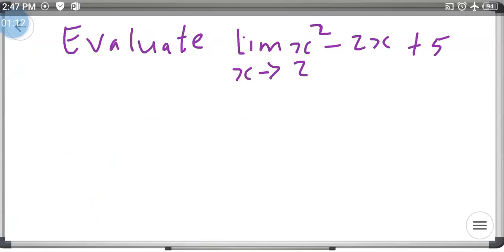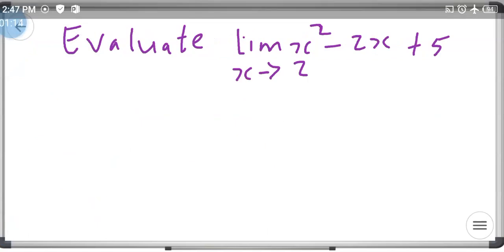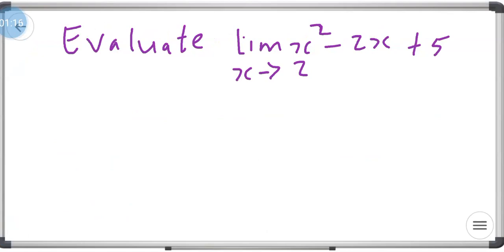So the first question we'll be solving under limit is evaluate lim x squared minus 2x plus 5, then x tends to 2. So which means our x is ranging to 2, x tends to 2. So from here, the value of x here is 2. So solution, quickly.